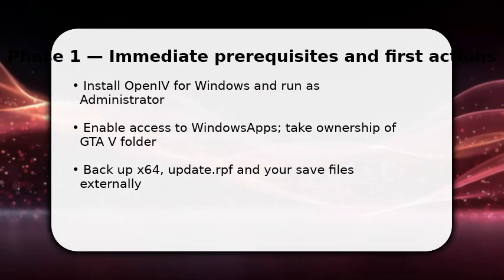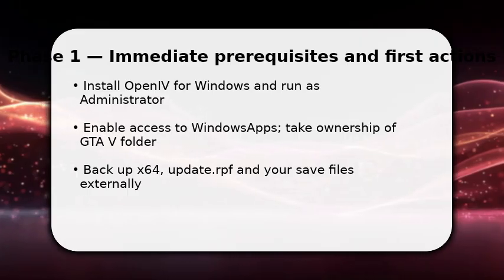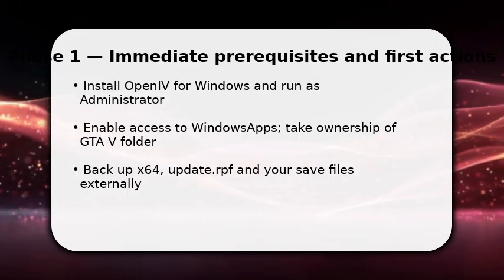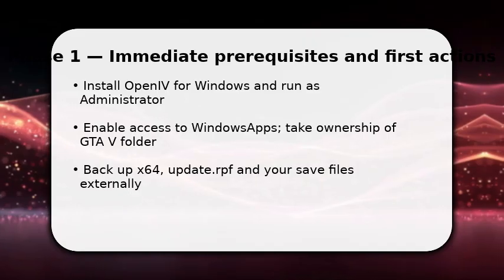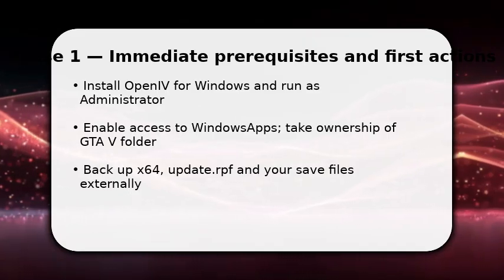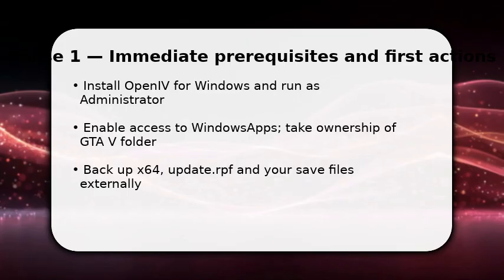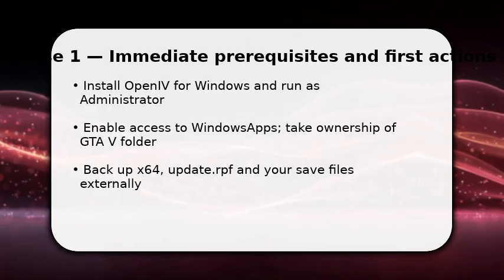You start by preparing your PC. Run OpenRoman4 as administrator so it can write into protected folders. Next, get access to the Xbox Game Pass install. Take ownership of the Windows app's GTAV directory and grant your account full control.